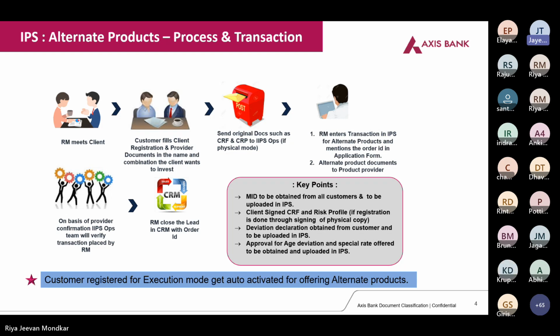For that, you just have to mark a mail to iips.branchhelpdesk@axisbank.com. We have multiple generic IDs. For mutual fund, we have doubleips.mf@axisbank.com. For account opening, we have doubleips.actopng@axisbank.com. If you have any alternate product queries, we have doubleips.alternateproduct@axisbank.com. We will get all the IDs in our Outlook. For this, we will send you the deck where these email IDs will be mentioned. Okay.